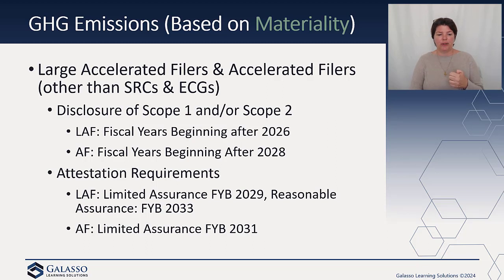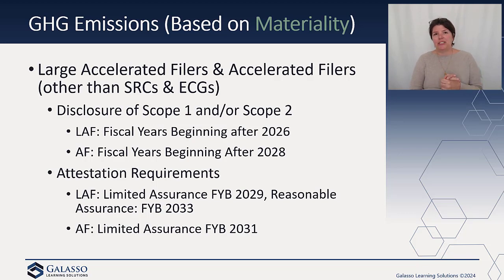So again, as we look forward, you are going to have an attestation requirement here. So CPAs will have an opportunity to provide either limited assurance in 2029 for the large accelerated filers and 2031 for accelerated filers, and then ultimately provide reasonable assurance and examination engagement by 2033. So we're looking at a pretty long transition to having reasonable assurance about these numbers, but it is an opportunity.